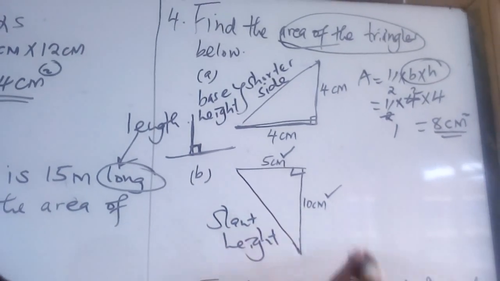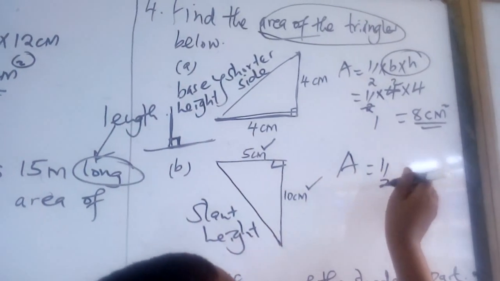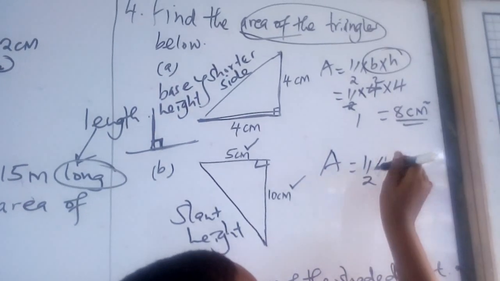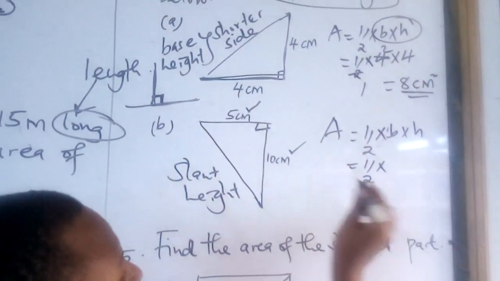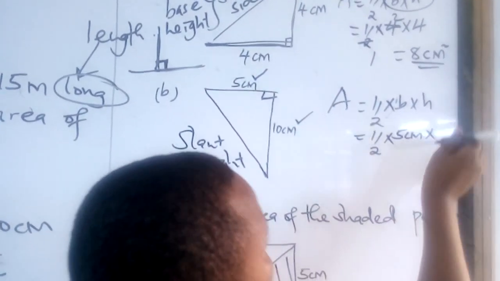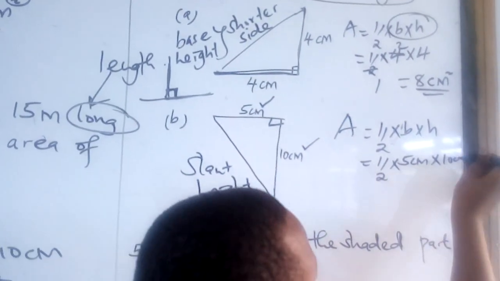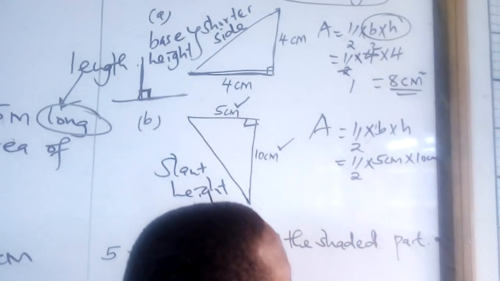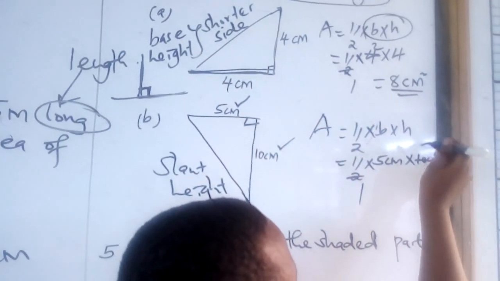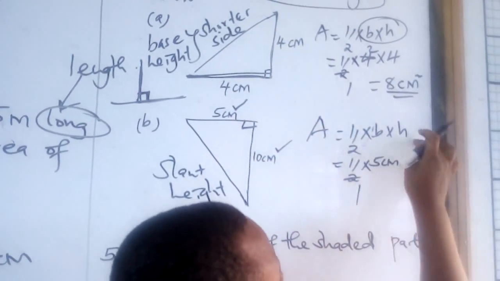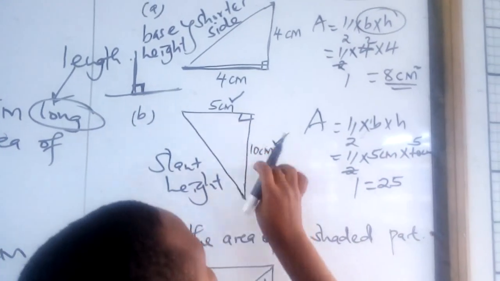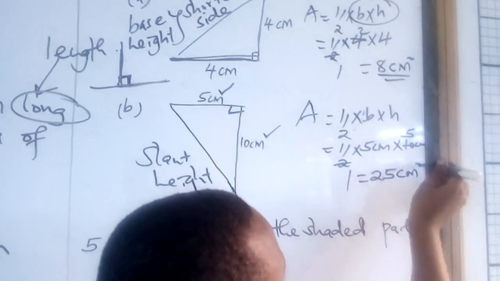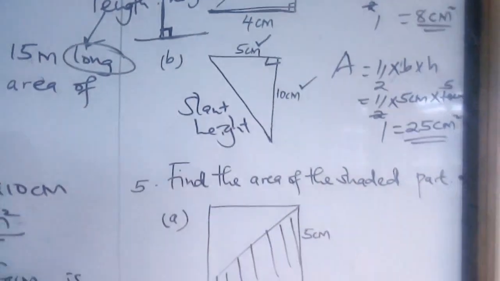Area is equal to a half times base times height, which is a half. Our base here is 5 centimeters. Our height is 10 centimeters. So you simplify this by 2 and by 2, 5. So this is 25. So the answer is 25. And then because we are using centimeters, it is square centimeters.